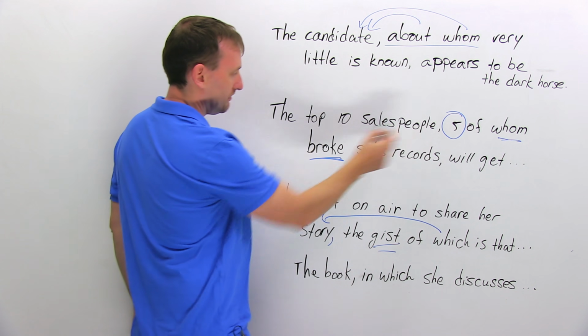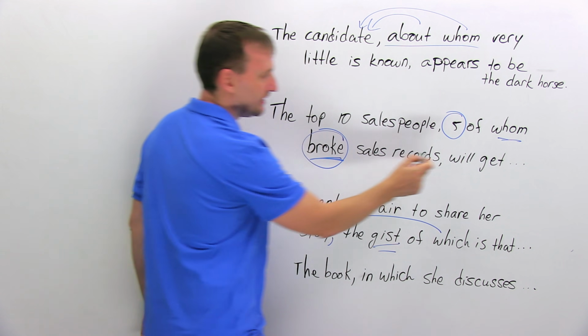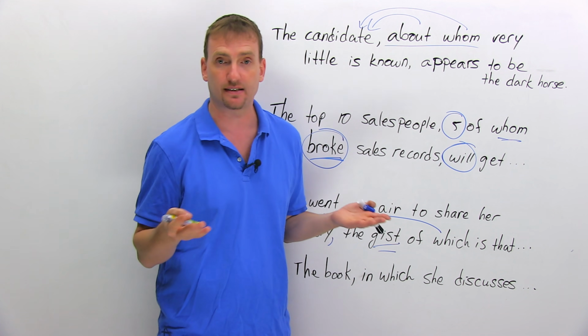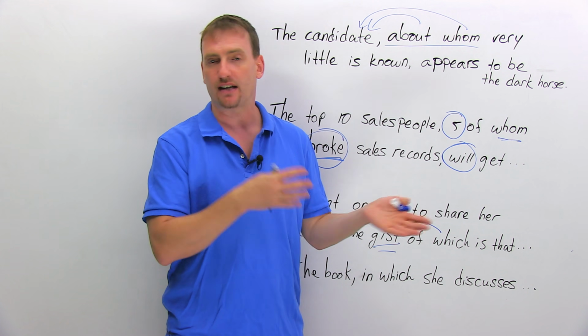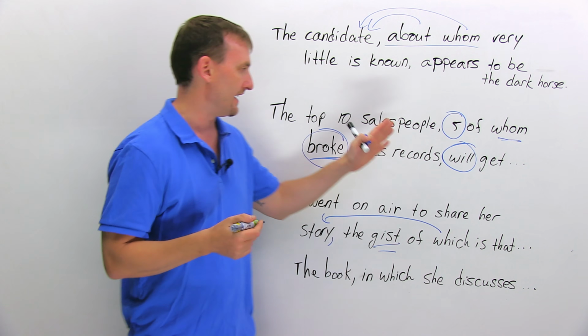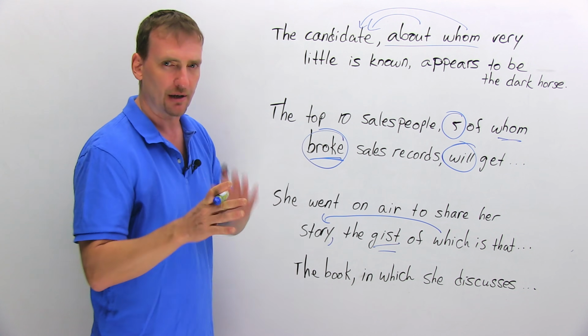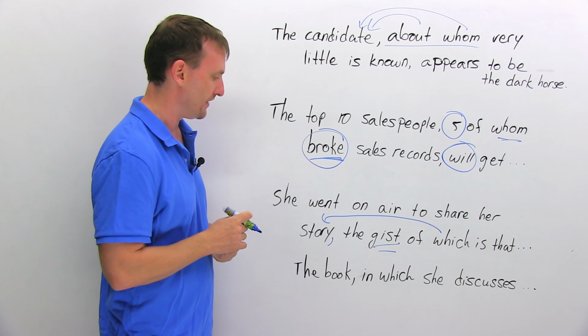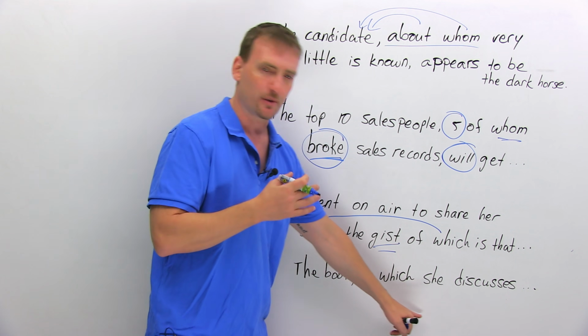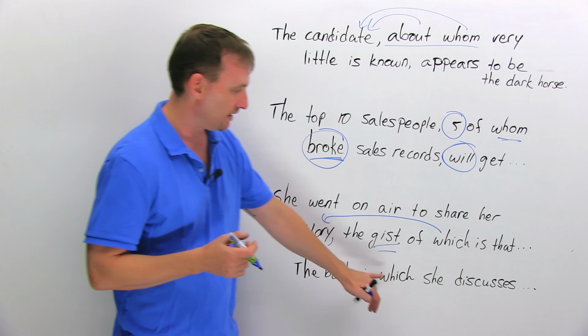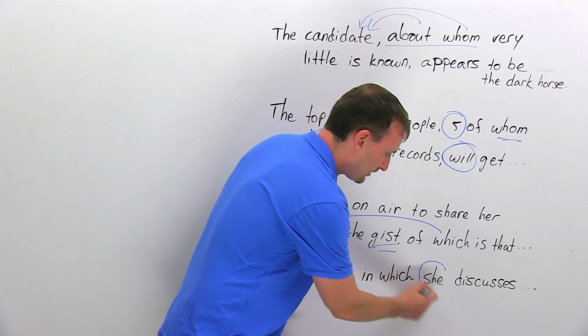Another thing to point out. Here I have broke, past. Here I have future. You can mix the verb tenses as long as it makes sense. Past and past, past and present, past and future. Again, those are not really dependent, but that's going to be a different lesson about mixing tenses in a video. Now, I just want to go back to that other one. I forgot to mention this before. I just want to compare it to this one. The book in which she discusses. I just want to make sure you understand.